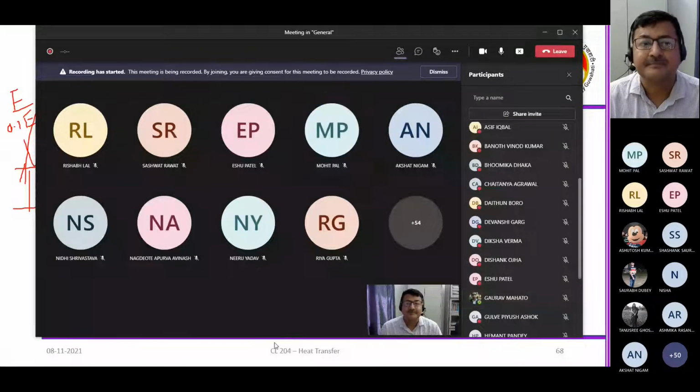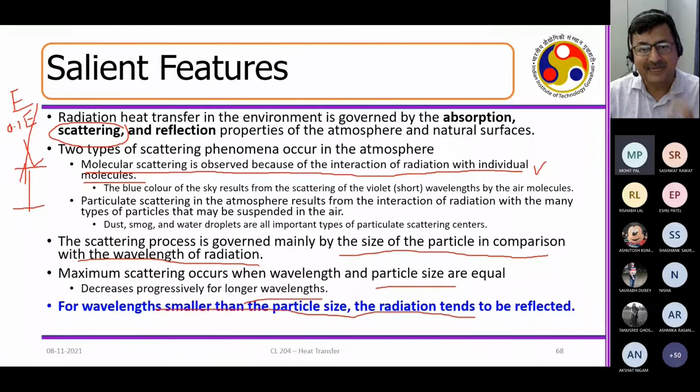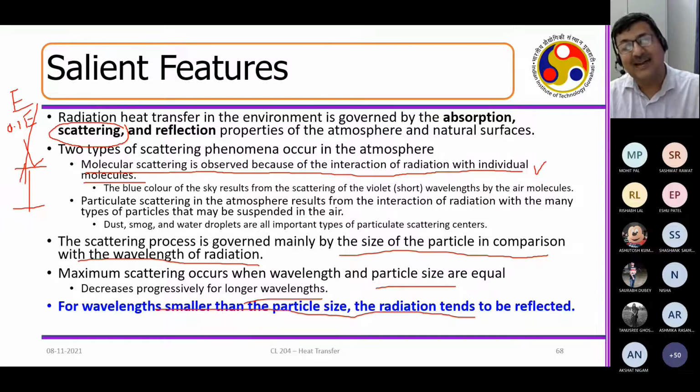Then what happens during reflection at a molecular level? Reflection is when the energy which is incident and the energy which is going out remain the same. It doesn't interact with the surface at all. It is reflected back. But the moment it absorbs, there is a collision between the molecules, and the moment it collides, it is scattering. Is it clear?